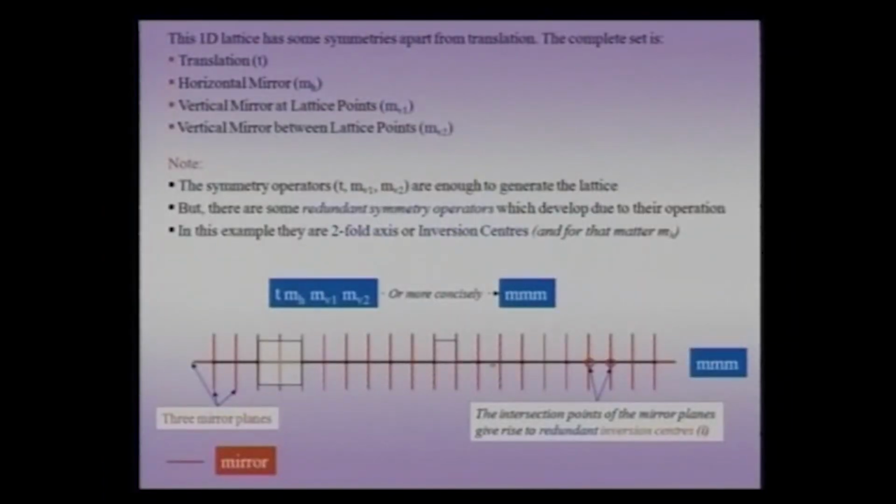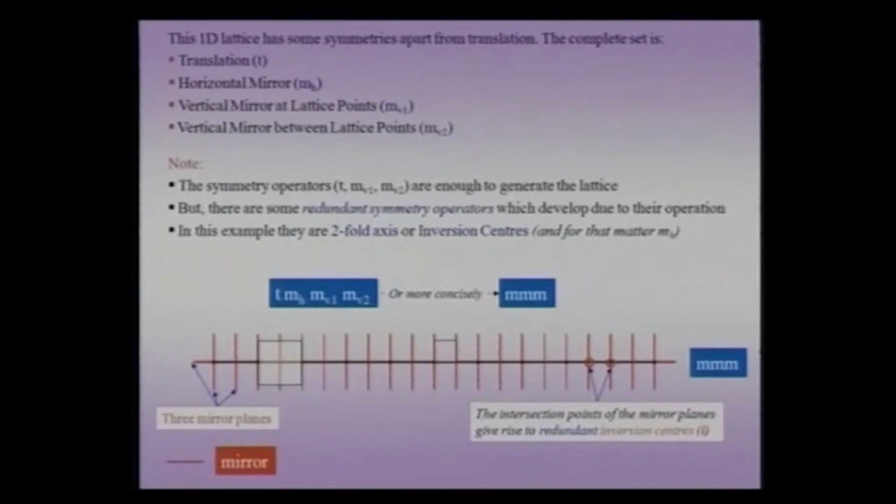And if you do so, then we need to consider an additional symmetry of this lattice, which is a horizontal mirror. For instance, this lattice also has a horizontal mirror, which I call MH. So, putting together all the symmetries of this 1-dimensional lattice, it has a translation, which is the generator of this lattice.